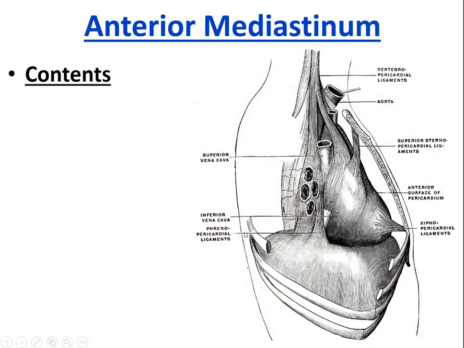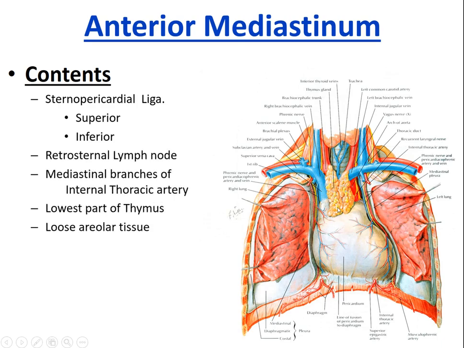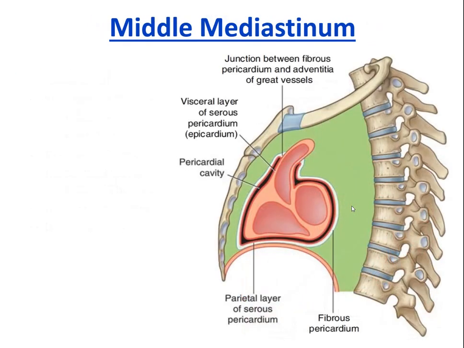Now what are the content of anterior mediastinum? It contains the superior and inferior sternopericardial ligament through which the heart is anchored to the sternum. In addition, it contains some retrosternal group of lymph nodes, mediastinal branches of internal thoracic artery, lower part of thymus, and loose connective tissue.